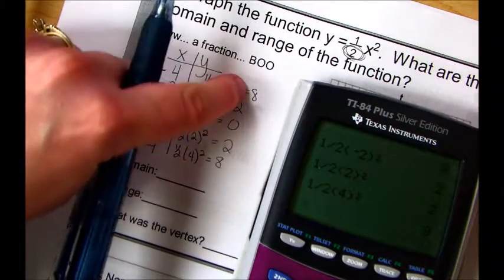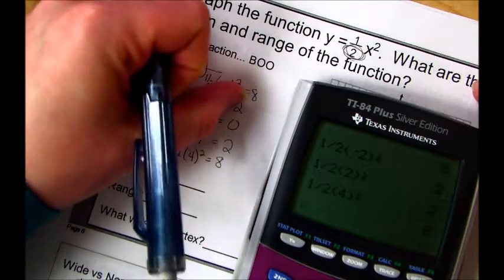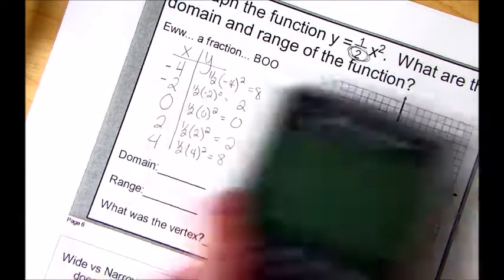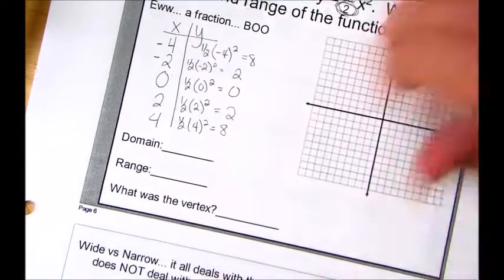All right, notice this beautiful reflection. Do you see it's 8, 2, 0, 2, 8? That's why we have that axis of symmetry, or that middle line that it folds around.